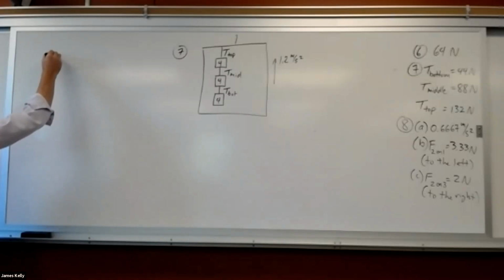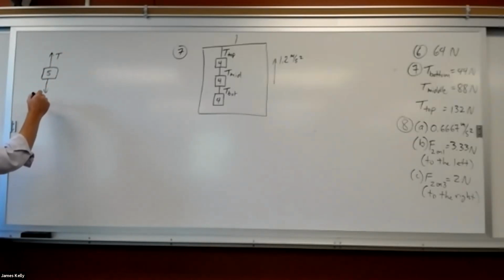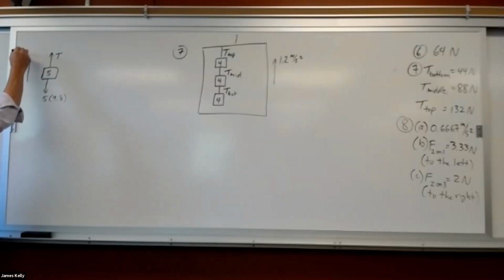The string has some tension in it, and that tension is pulling upward on the 5 kilogram mass. And of course, Earth is pulling down on it, as it always does near the surface of Earth. So that downward weight force vector is equivalent to 5 times 9.8, mg. And these don't balance out. I drew them a little bit wrong because the elevator is accelerating upward at 3 meters per second squared. So this whole thing is accelerating at 3 meters per second squared.